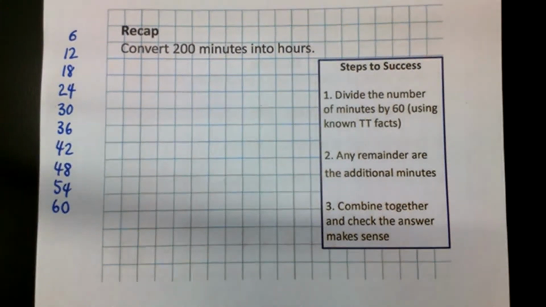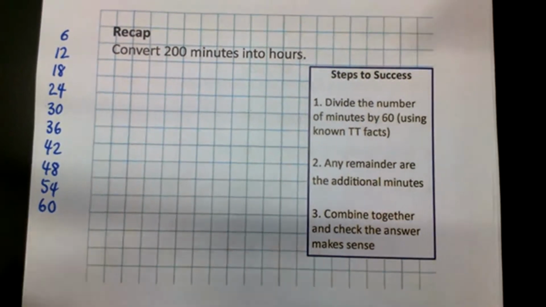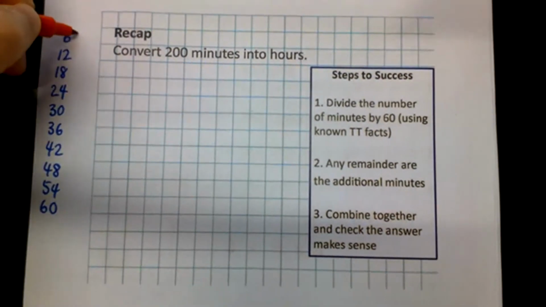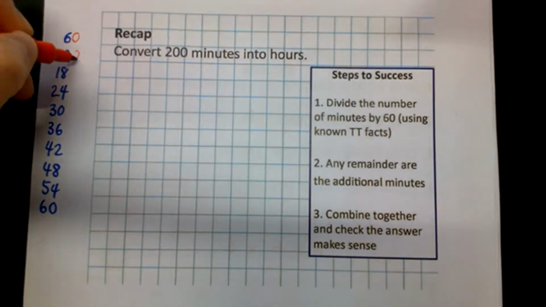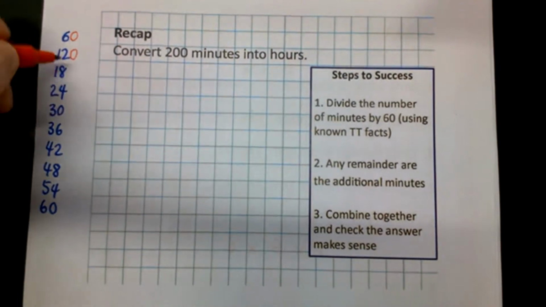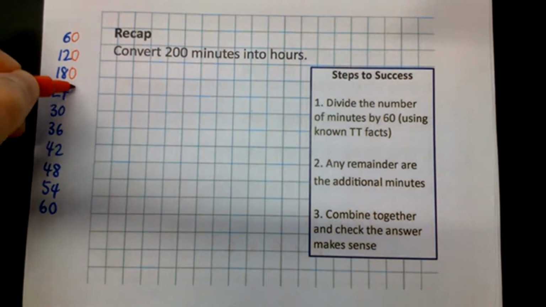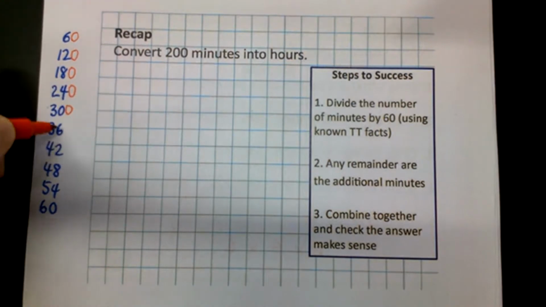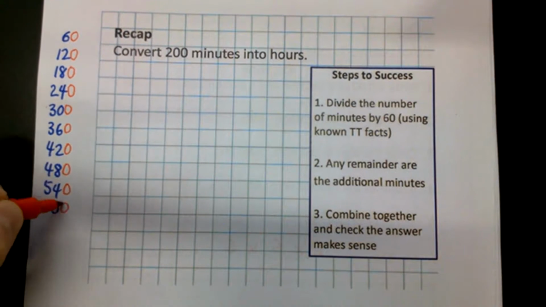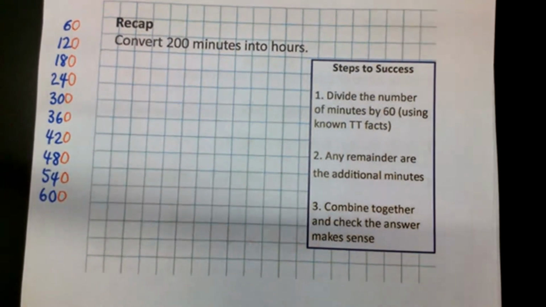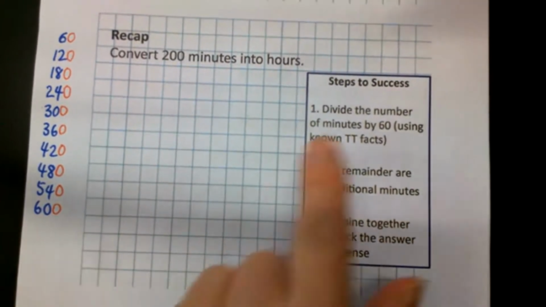Remember that we can easily make these 1 hour or 1 minute by placing a 0 at the end. So 6 becomes 60, 12 becomes 120, 18 becomes 180. Okay, so nice quick cheat way to convert our 6 times tables into minutes and seconds. Right, let's take a look.